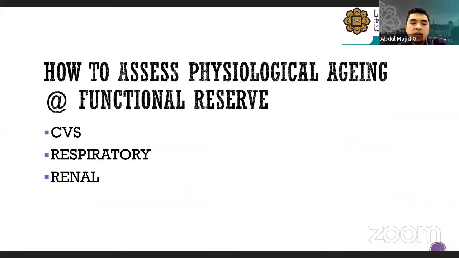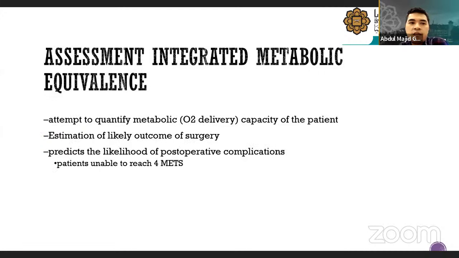So how do we assess? We can divide it based on the system: cardiovascular, respiratory, renal, and also CNS. First of all, we would like to assess the integrated metabolic equivalent. This is an attempt to quantify the oxygen delivery and capacity of the patient, so it estimates the likely outcome of surgery. So it predicts. How do we predict this? We predict based on the metabolic equivalent max.